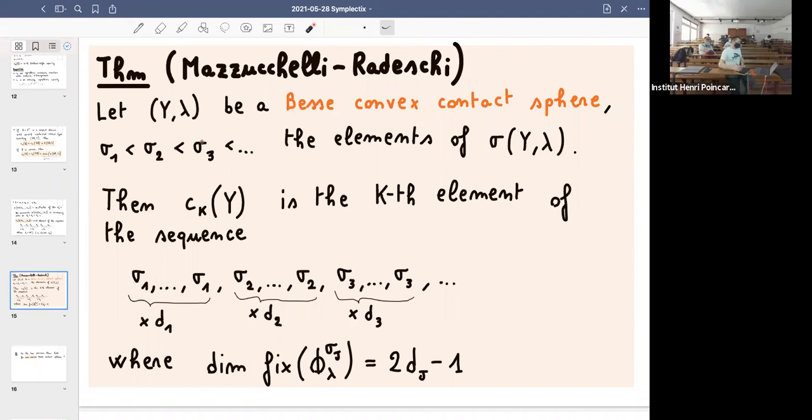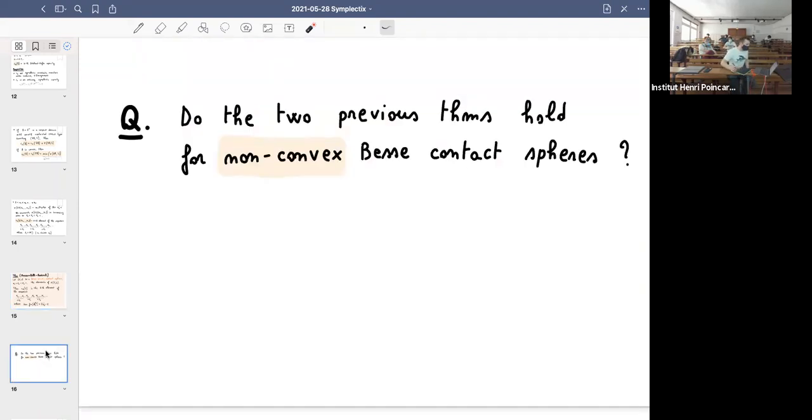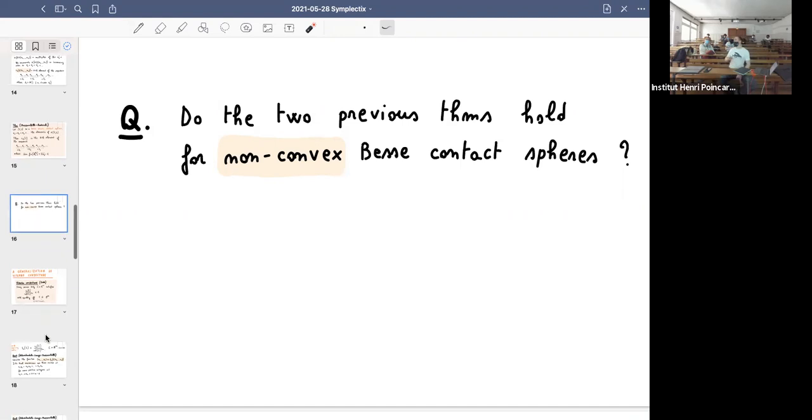So I actually don't know if the two previous theorems hold for, say, non-convex Besse contact spheres, say fiberwise star-shaped Besse spheres in CN. Could it be that Besse contact spheres are automatically convex? Convex is not very symplectic, right? So it's not even known if there's an exotic Zoll sphere. I don't know if Alberto has ideas on that.